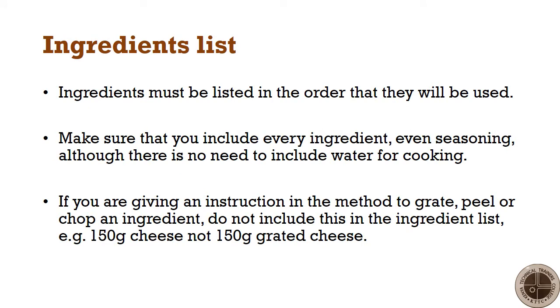We also talk about the ingredients list. Ingredients must be listed in the order that they will be used. Make sure that you include every ingredient, even seasoning, although there is no need to include water for cooking. If you are giving an instruction in the method to grate, peel, or chop an ingredient, do not include this in the ingredient list. You can talk about 150 grams cheese, not 150 grams of grated cheese.